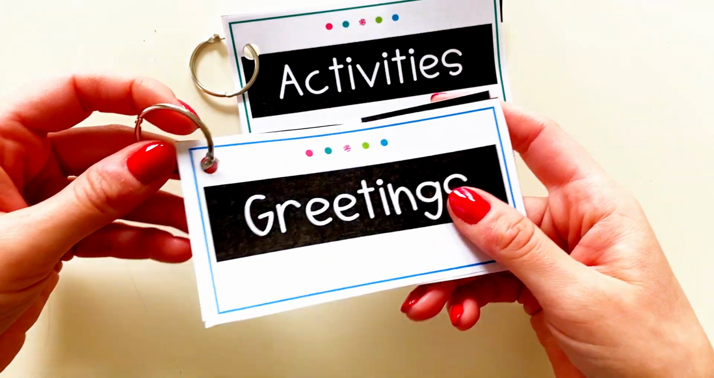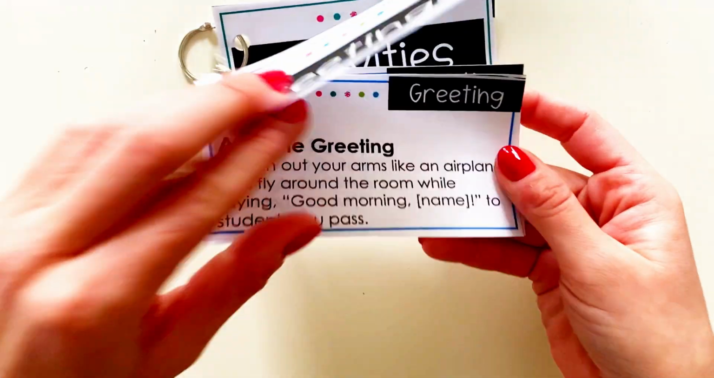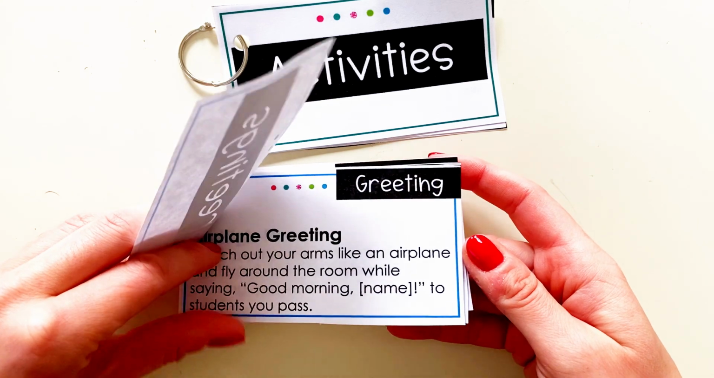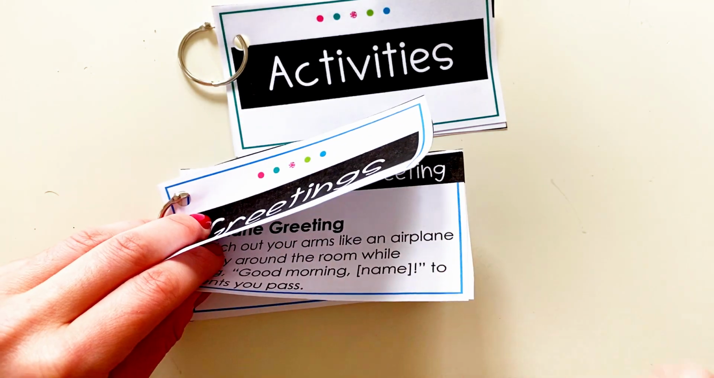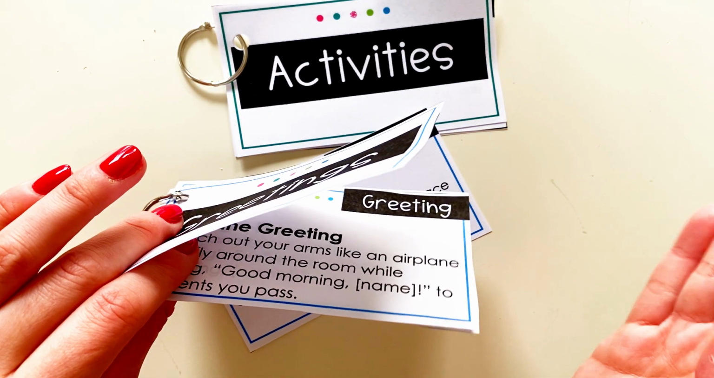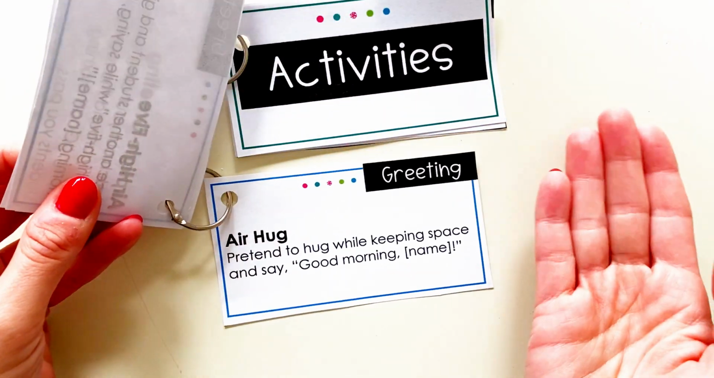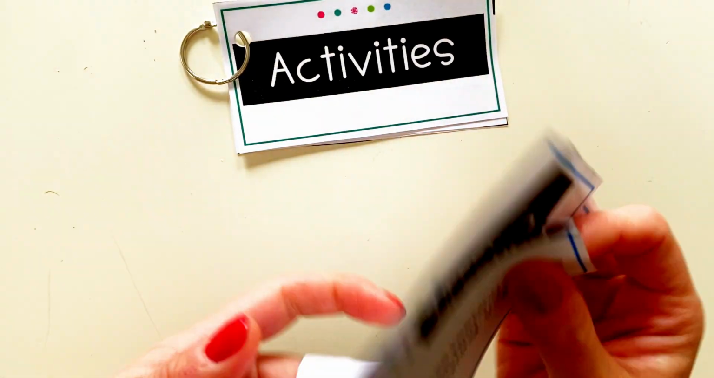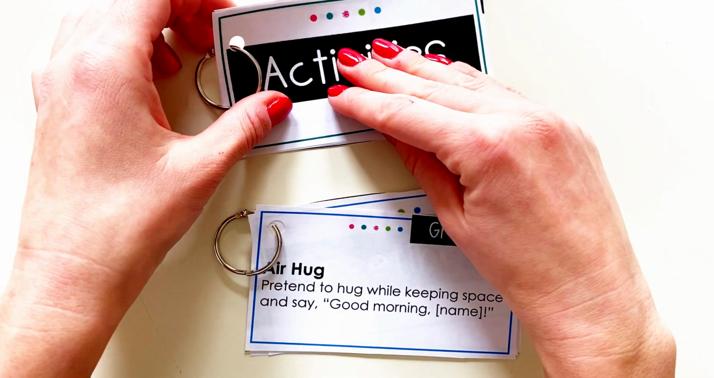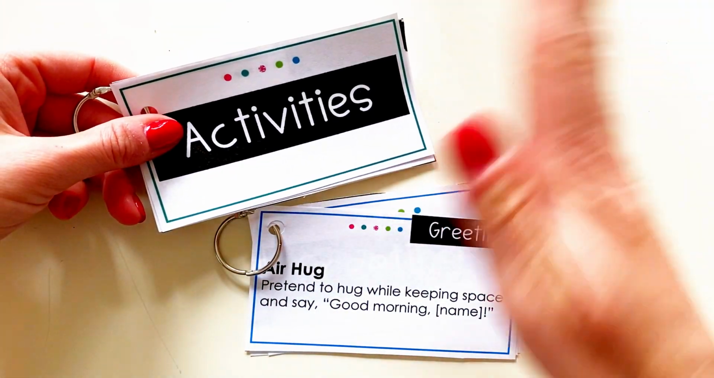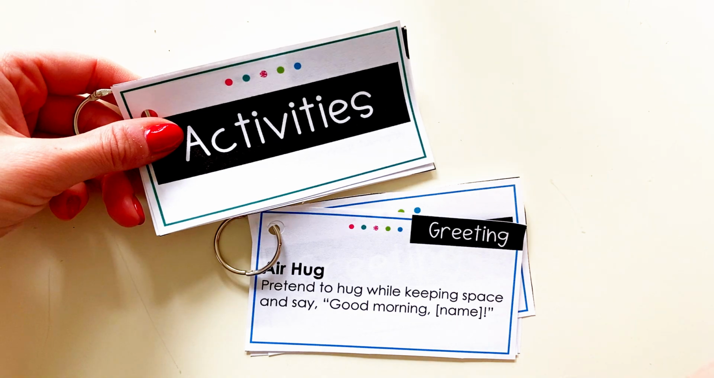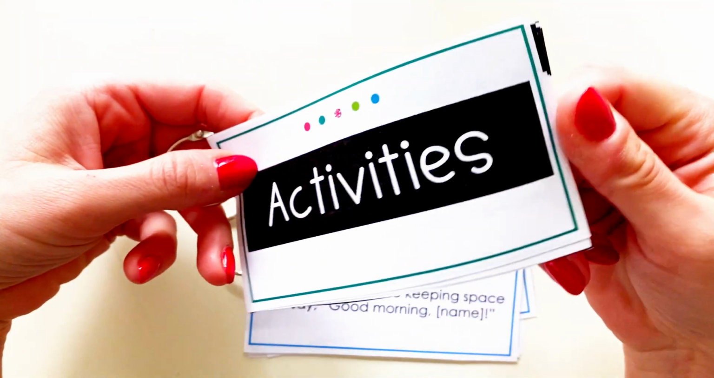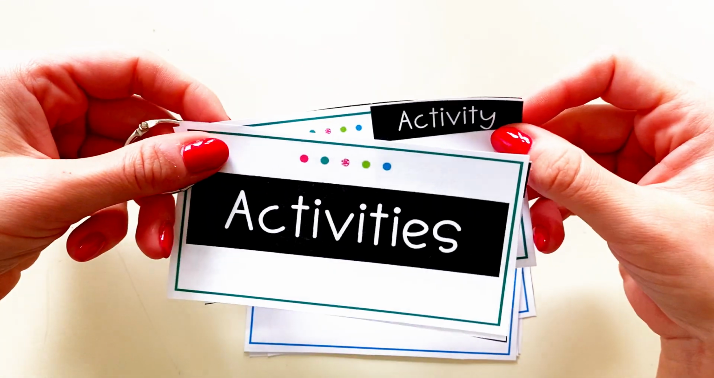And so this is fun because then each day, if you're sitting on your morning meeting cart, you can just quickly flip. And this is great if, for example, your morning meeting area or rug is not near a computer, or you don't have access every day to a computer, right? And so then you can just pick your greeting each day, your activity, and then your share as well. And then you can just write your morning message on your whiteboard or on some chart paper. So this is definitely a really nice alternative.